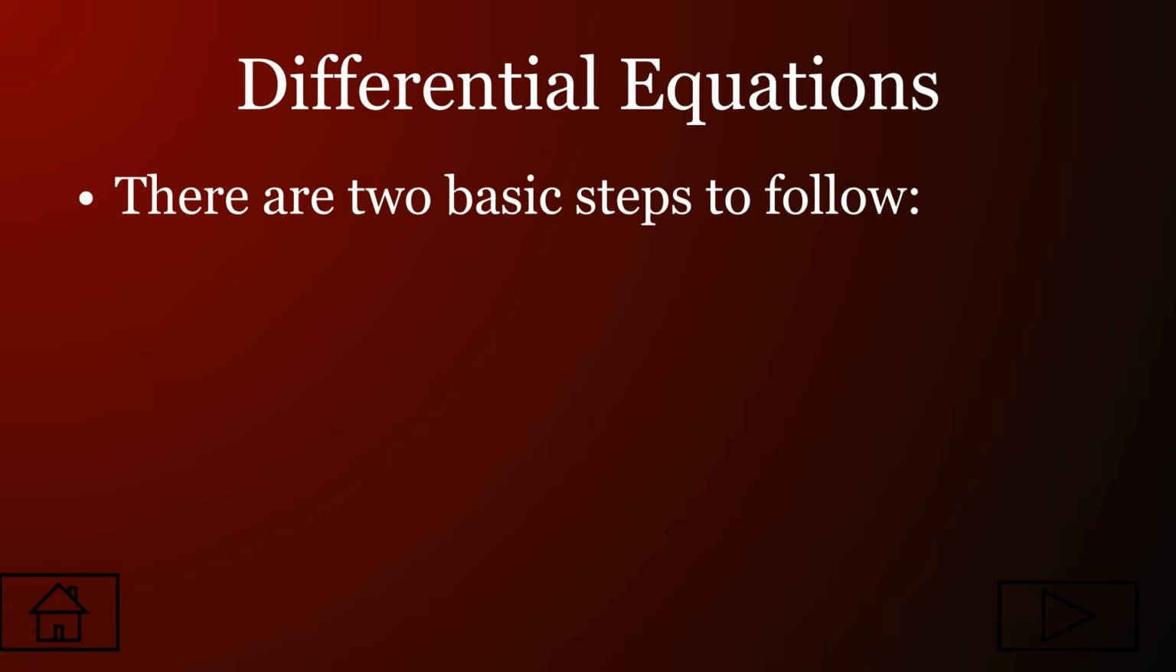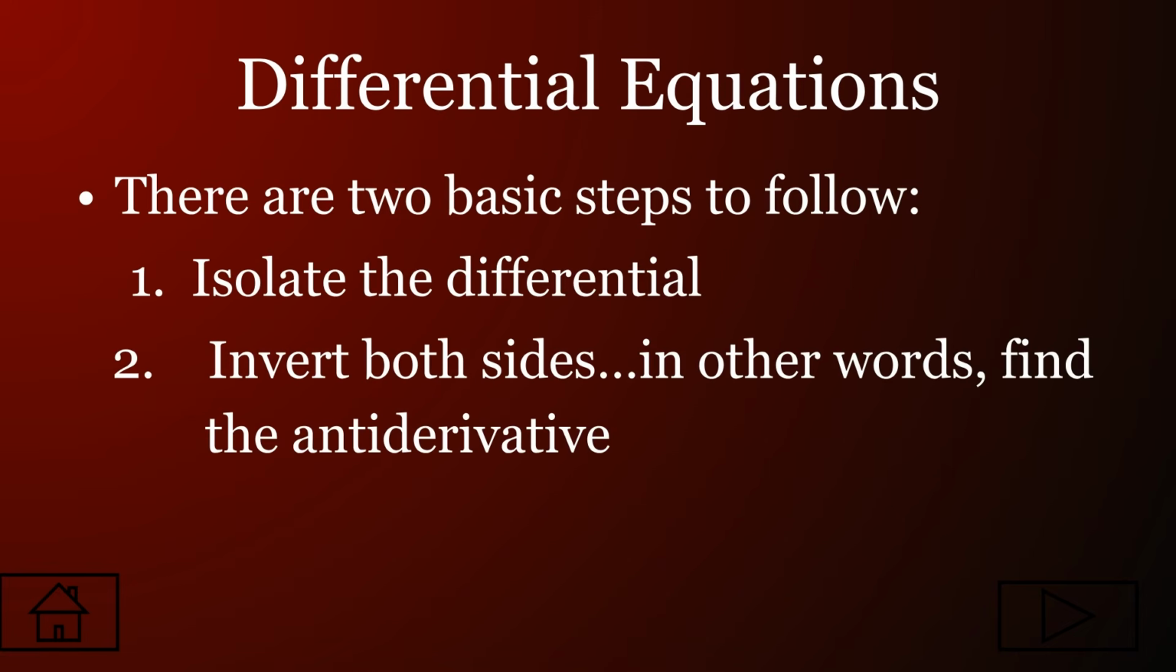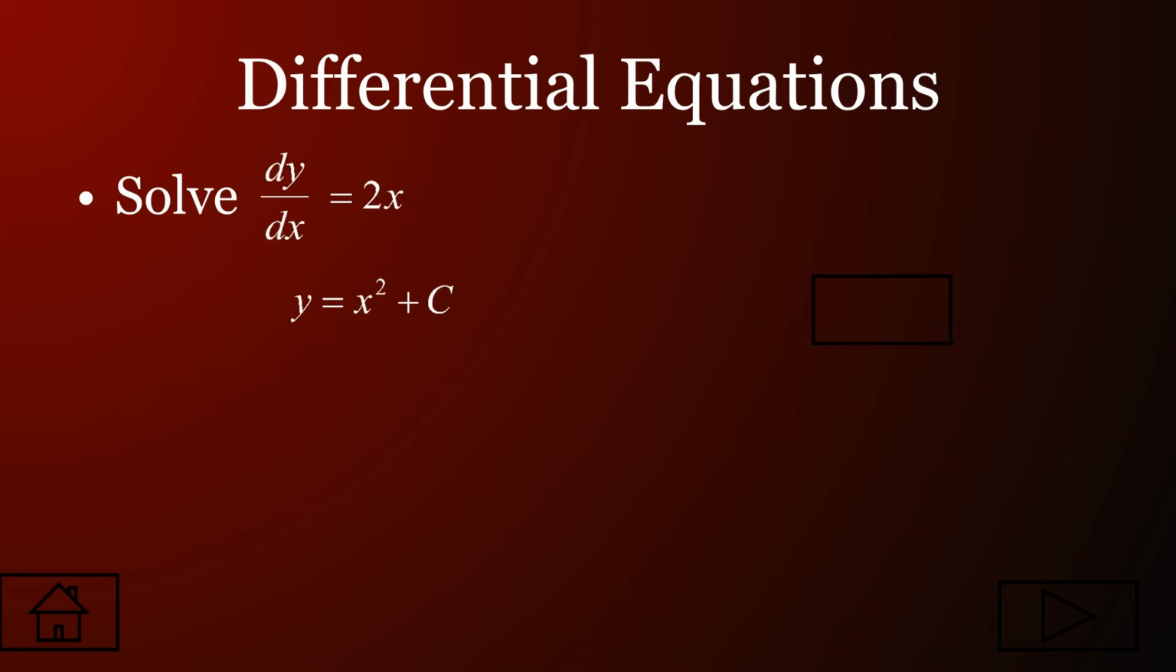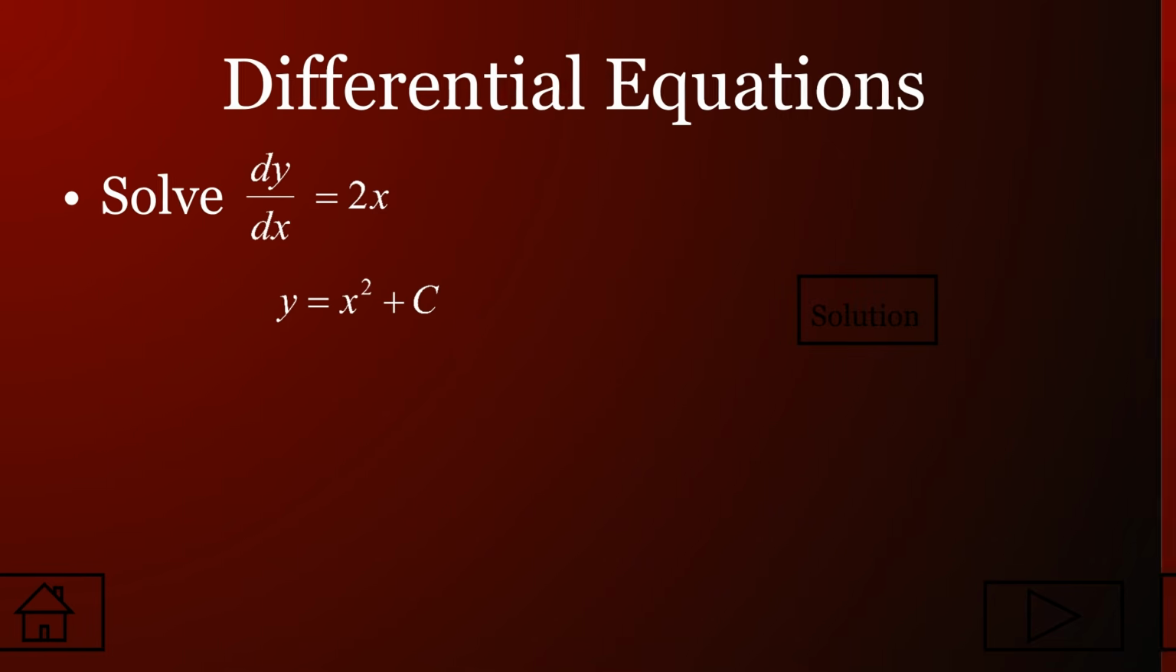First, isolate the differential, and second, invert both sides, which means finding the antiderivative. Since we are finding indefinite solutions, we must indicate the ambiguity of the constant. We normally do this by using a letter, typically C, to represent any constant. Now let's solve the differential equation shown. The solution is provided for you to check your work.